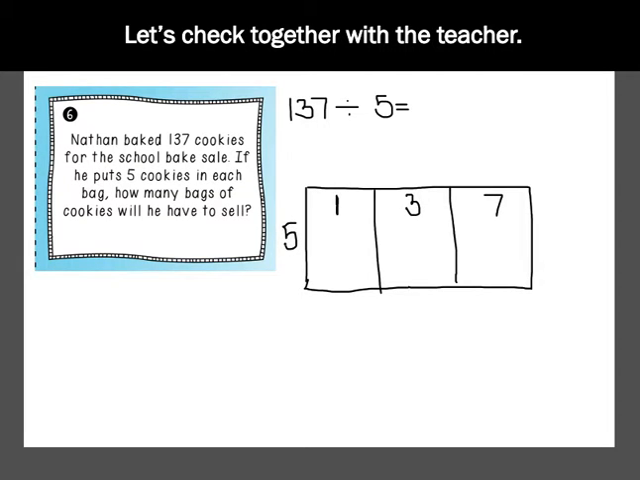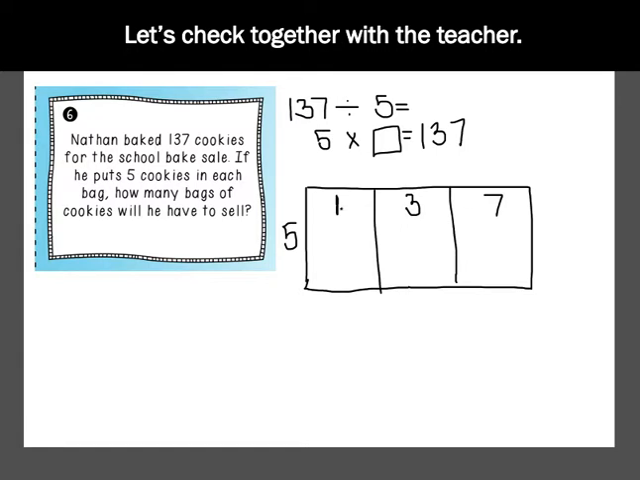That part is similar to the area model. 5 times something, my answer across the top, will equal 137. Because we can think about division as a fact family with multiplication. 5 times something equals 137. So you can always think of division in its inverse as multiplication. Let's figure out the answer to this problem. 5 times what equals 137?